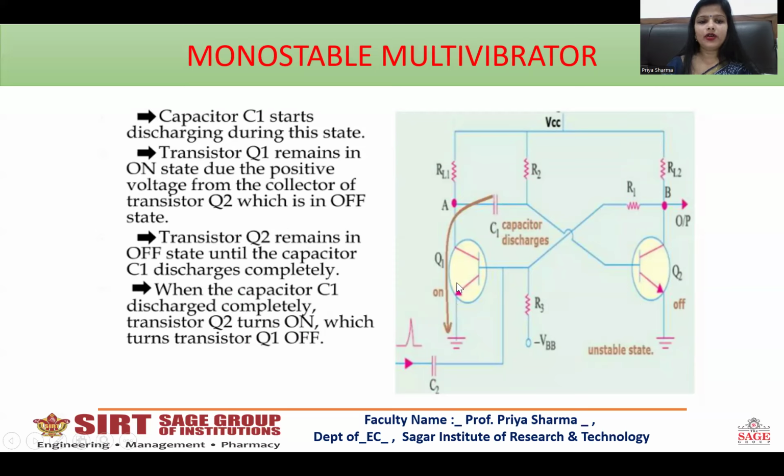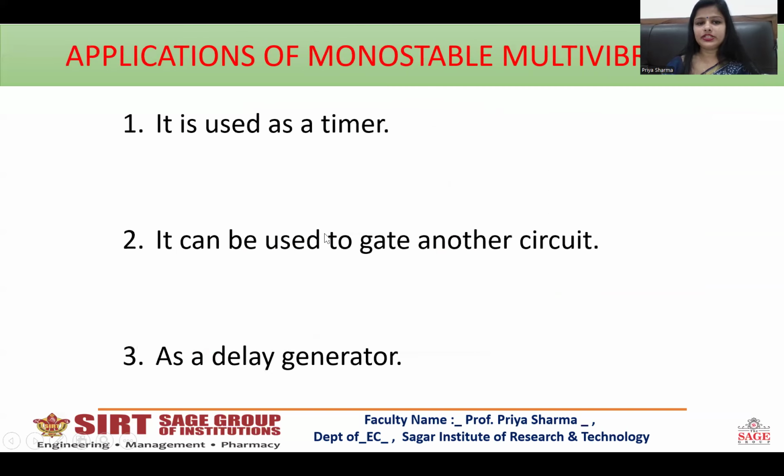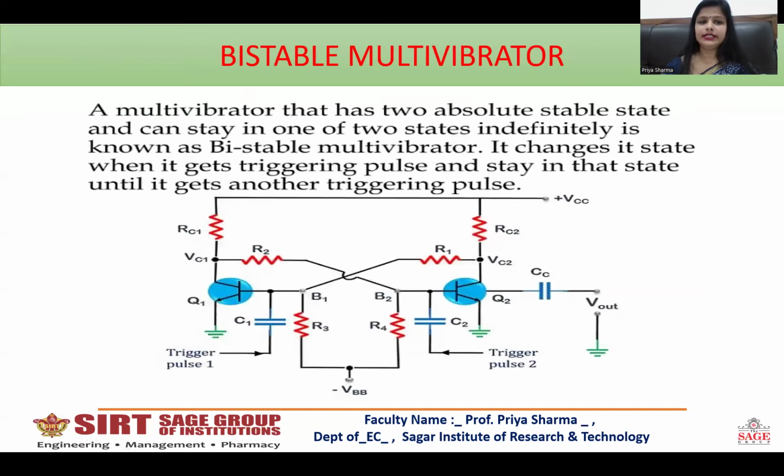Transistor Q1 remains in the on state due to the positive voltage from the collector of transistor Q2, which is turned off. Transistor Q2 will remain off until the capacitor C1 discharges completely. When the capacitor C1 discharges completely, transistor Q2 will turn on, which turns the transistor Q1 off. This is the timing diagram, which is drawn from the working of the transistors. You can go through it. Coming to the applications, it is used as a timer, it is used to gate other circuits, it is used as a delay generator.